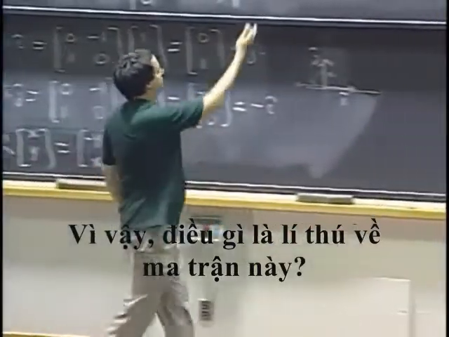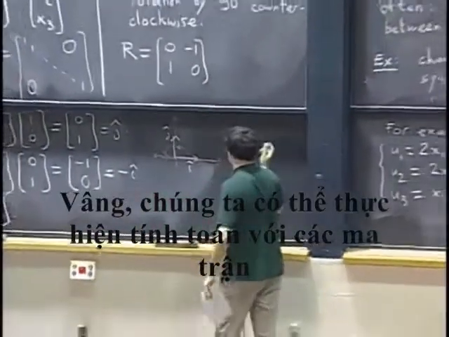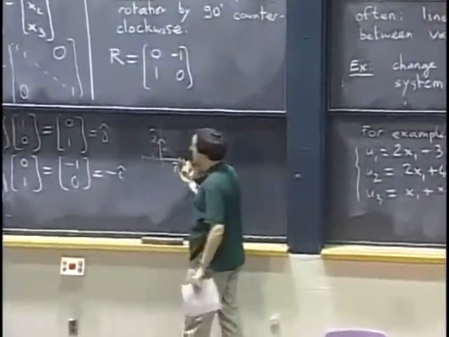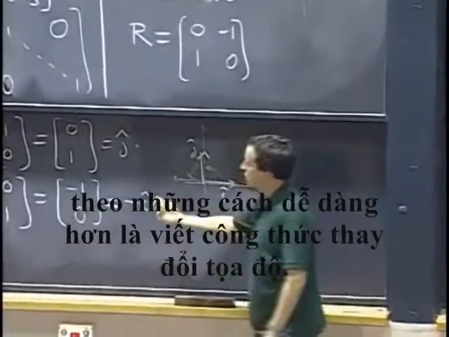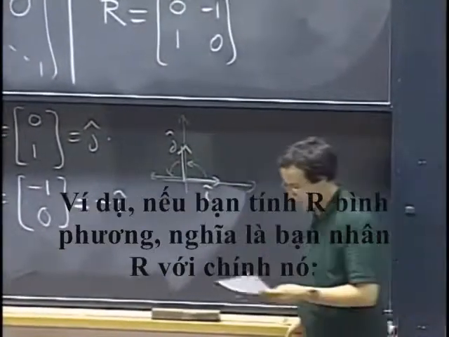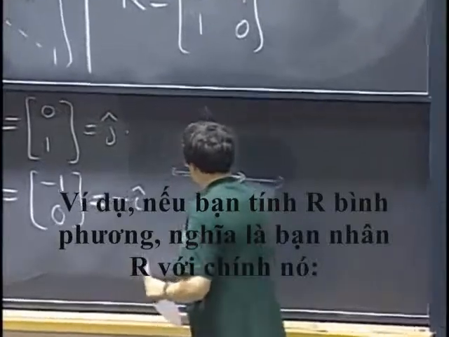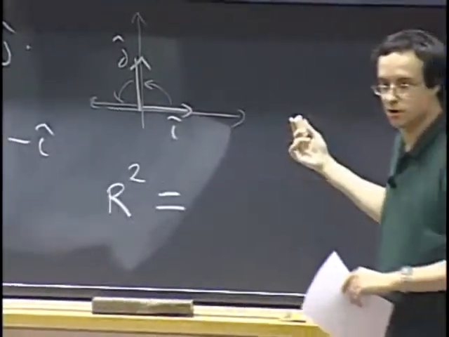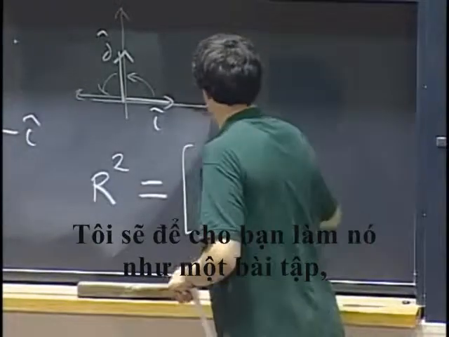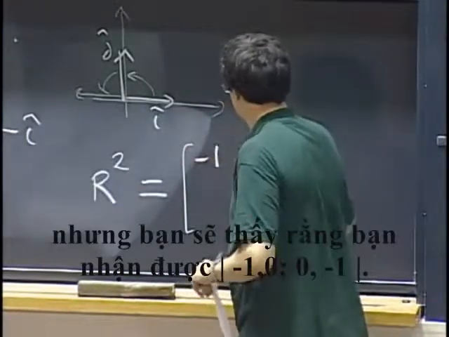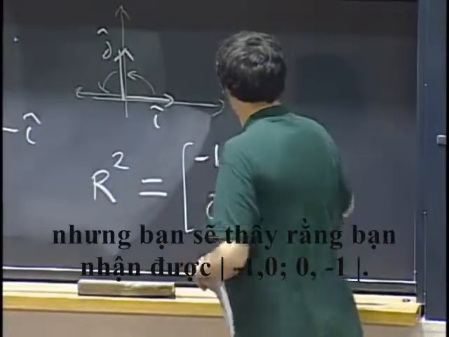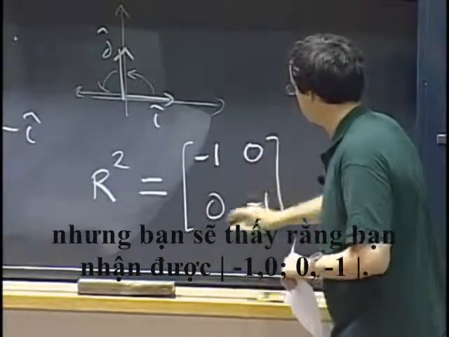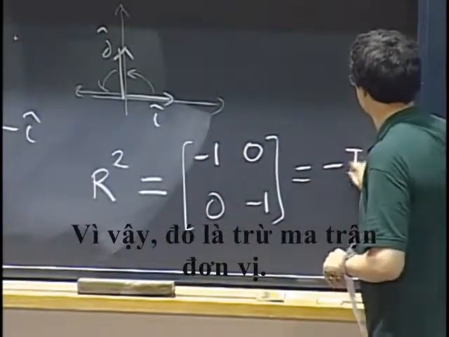So what's interesting about this matrix? Well, we can do computations with matrices in ways that are easier than writing coordinate change formulas. For example, if you compute r squared, so if you multiply r with itself, I'll let you do it as an exercise, but you will find that you get (-1, 0; 0, -1). So that's minus the identity matrix.